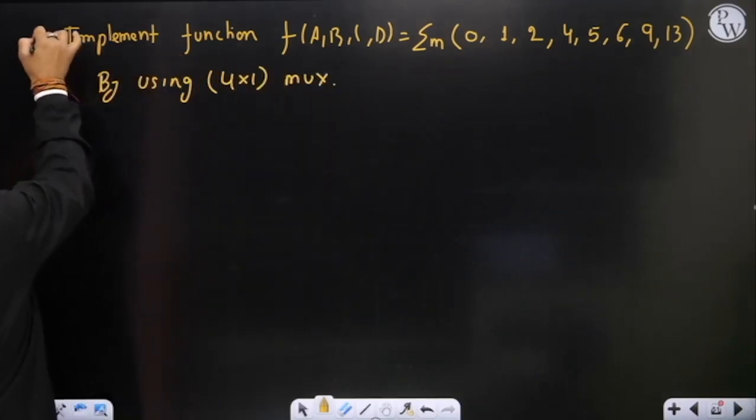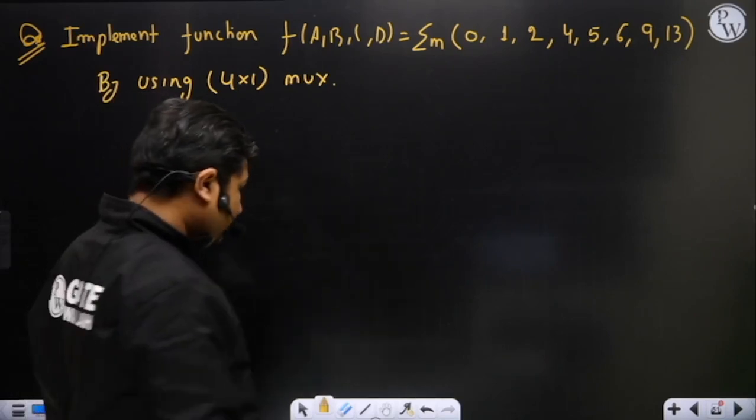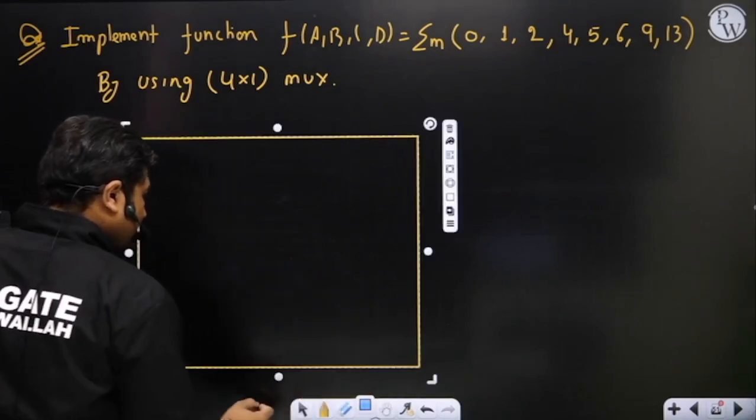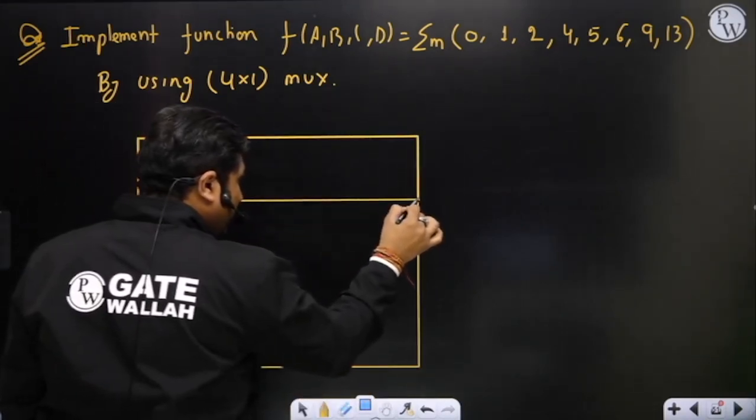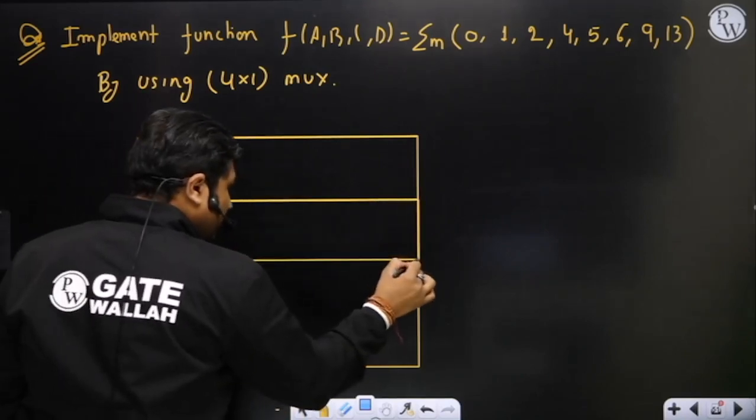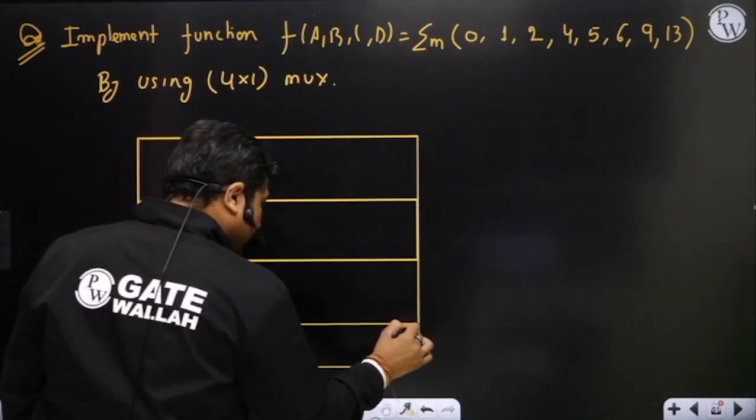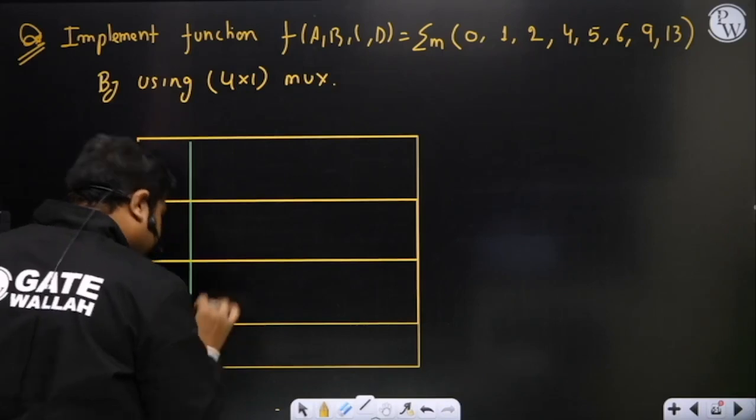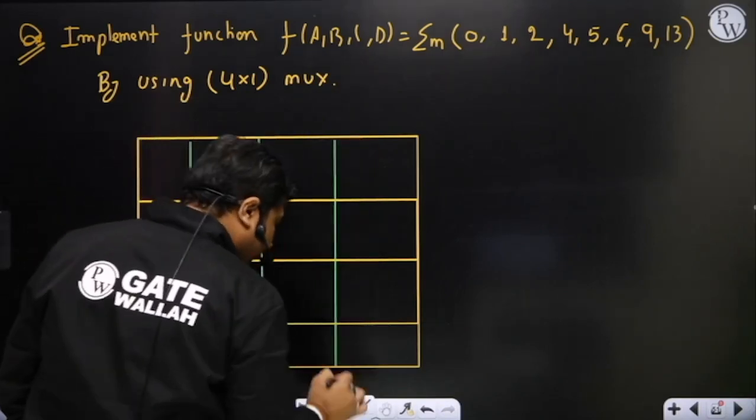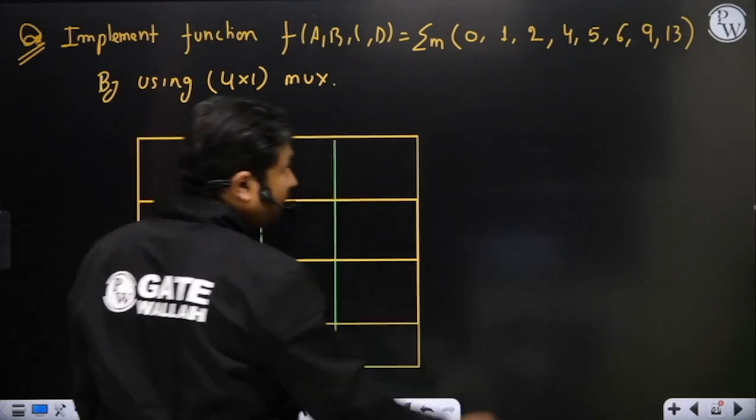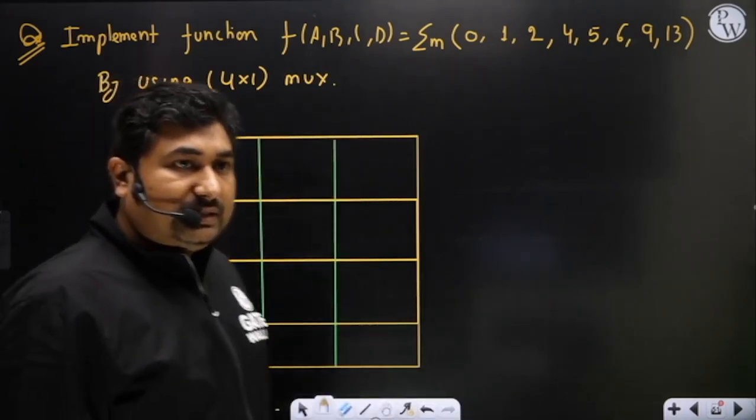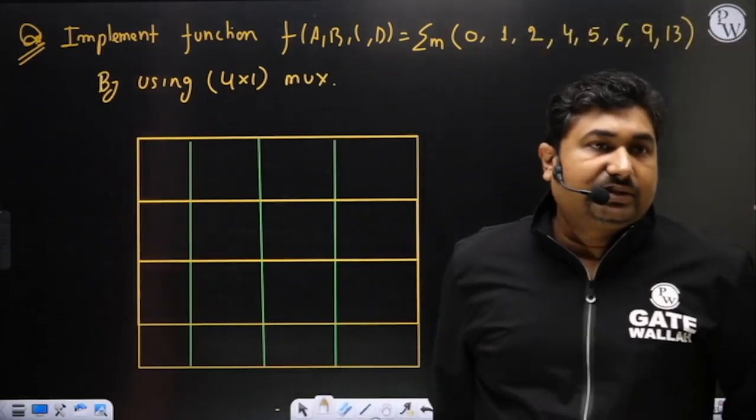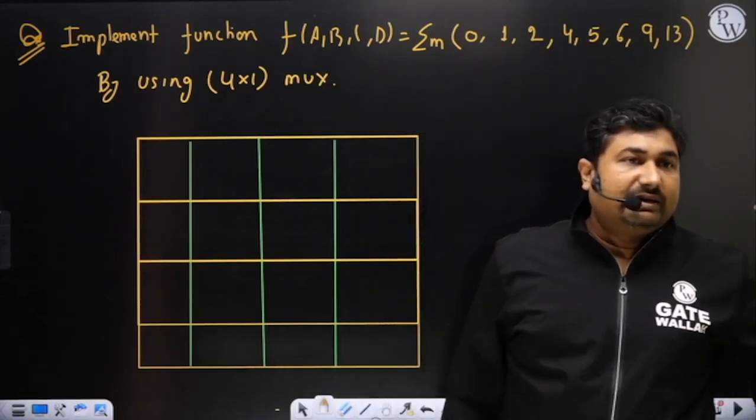Sir, we can implement this function by using 8 cross 1. Yes, but it is better to implement it by using 4 cross 1. Why? Please observe here. If you have a good knowledge of K-map, then all these types of questions will be very easy for you. As soon as you observe the function, you will get to know what size will be the perfect size for implementing the function. Theoretically, it is always n minus 1. It means theoretically, if you have to choose the size, that is 8 cross 1. Sir, if MSB is taken as a variable input to the mux, then vertically, otherwise horizontally?